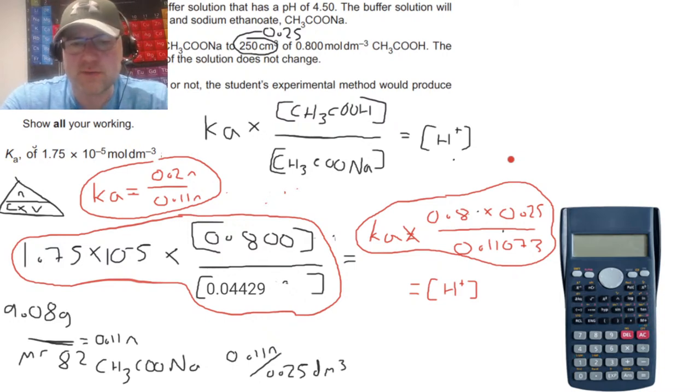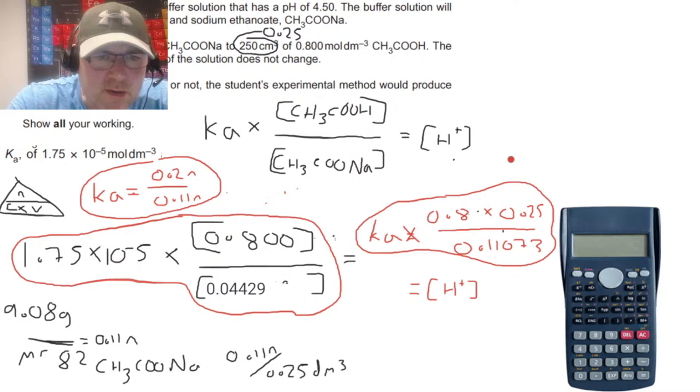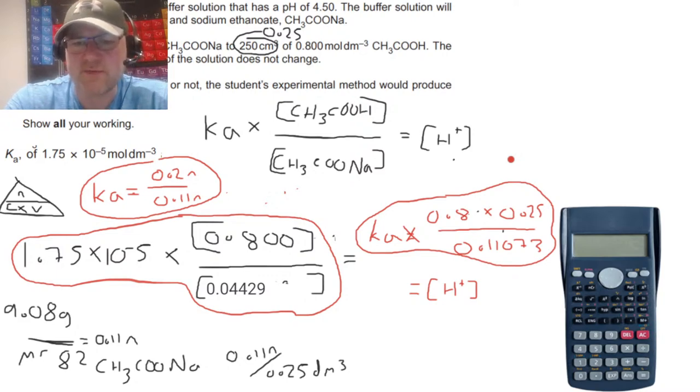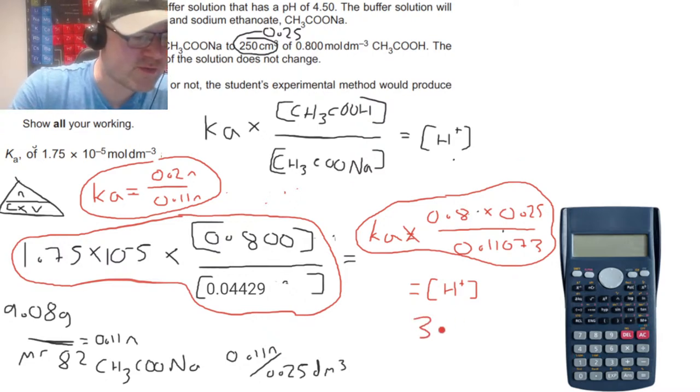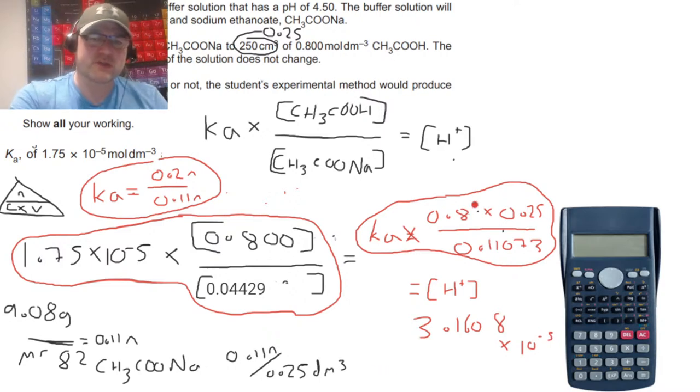So I'm going to break it all down into parts because I don't trust my calculator to come up with it. So 0.2 divided by 0.11073. Yeah, so I'm getting 1.80. I think I just made a calculator error. Times 1.75 times 10 to the minus 5. Now I'm getting 3.1608 times 10 to the minus 5. Do you get that for your hydrogen ion concentration?